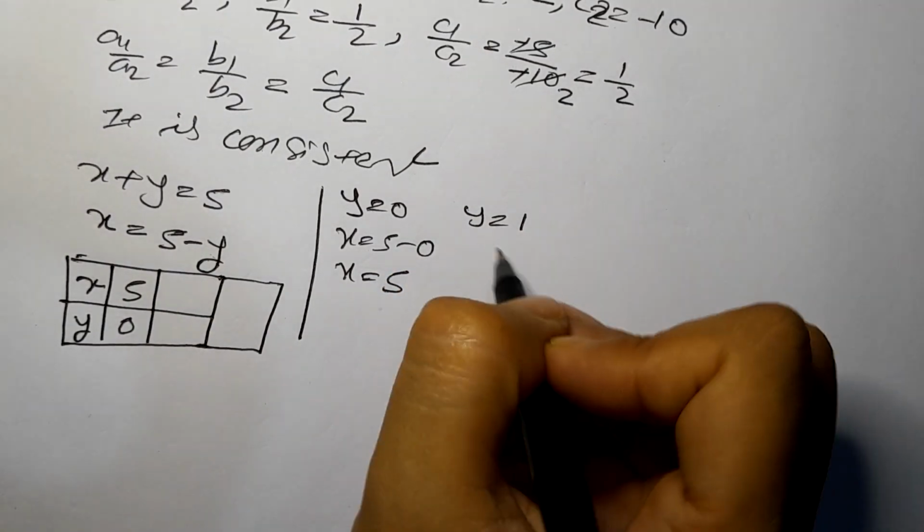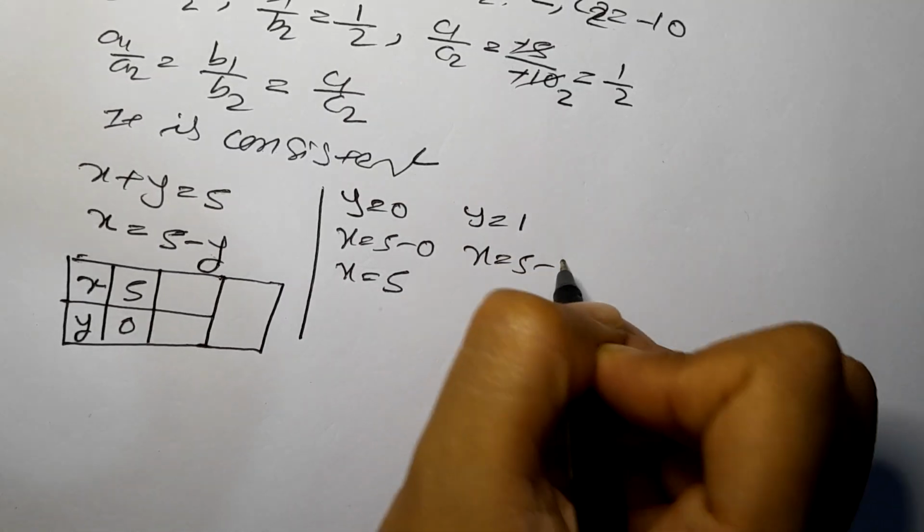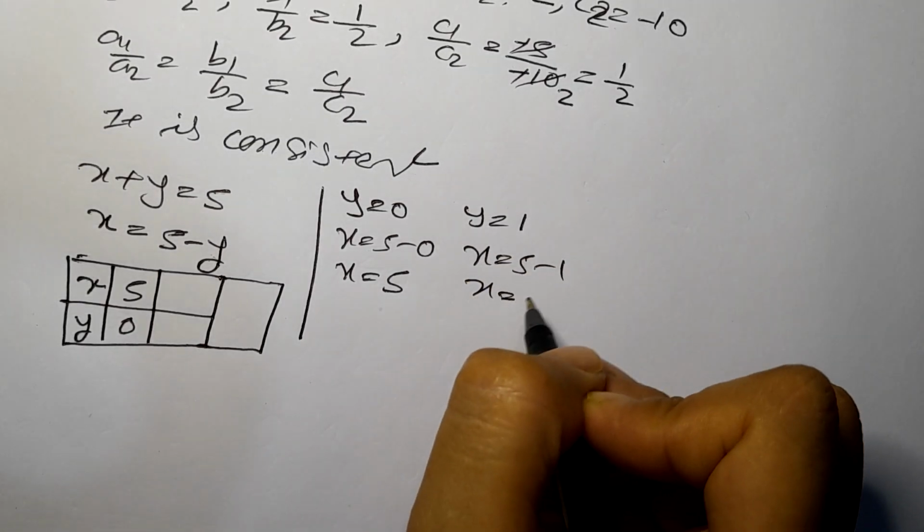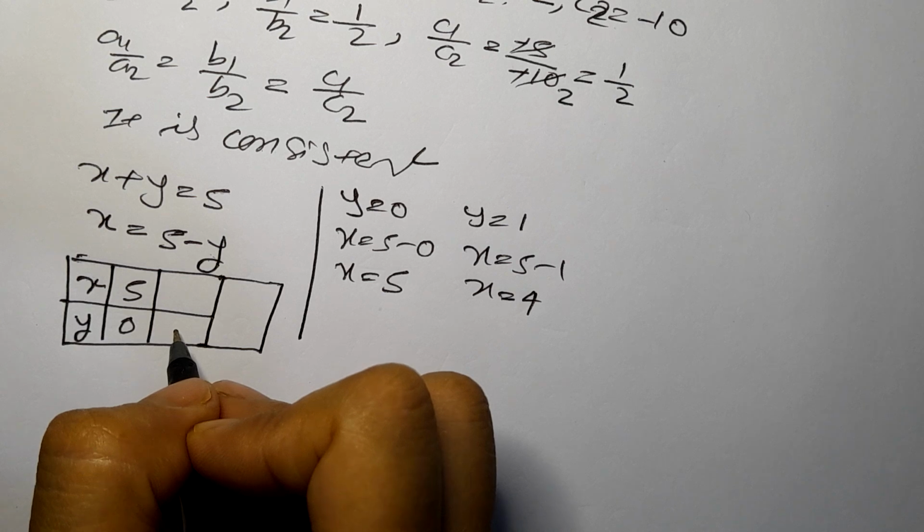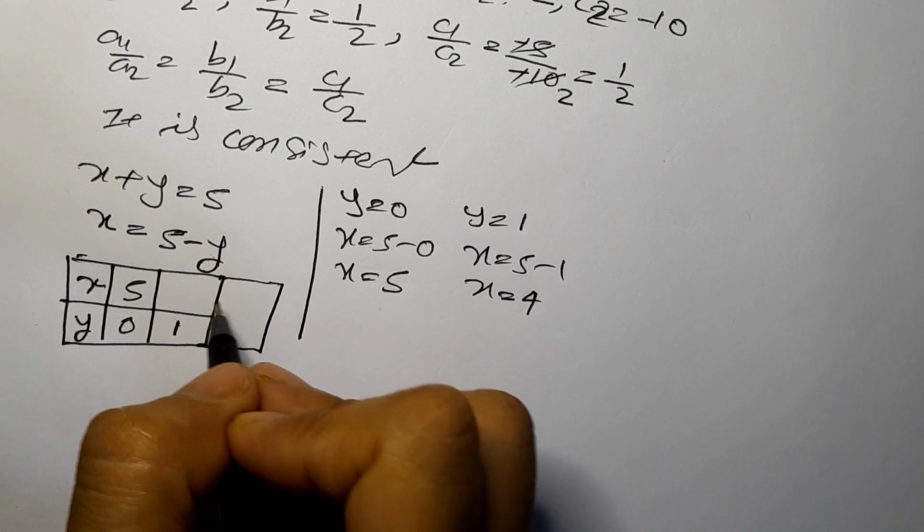Now we want y equal to 1. If we put y equal to 1, x equal to how much? x equal to 5 minus 1, so x equal to 5 minus 1 is 4. So if you put y equal to 1, x became 4.